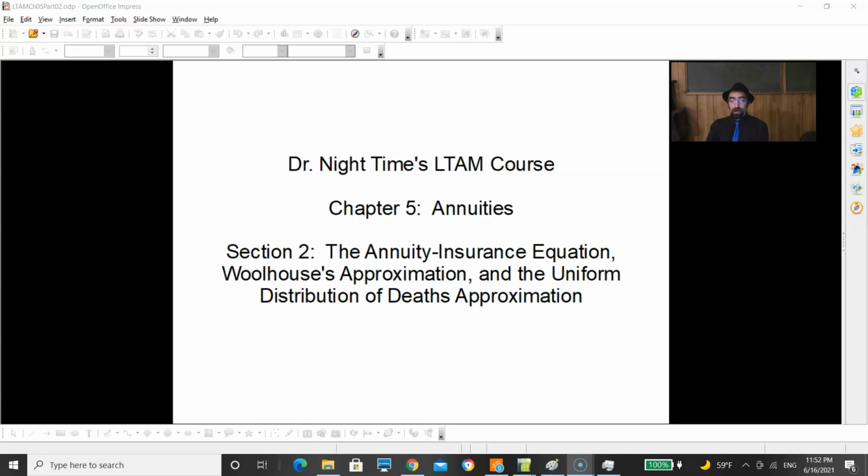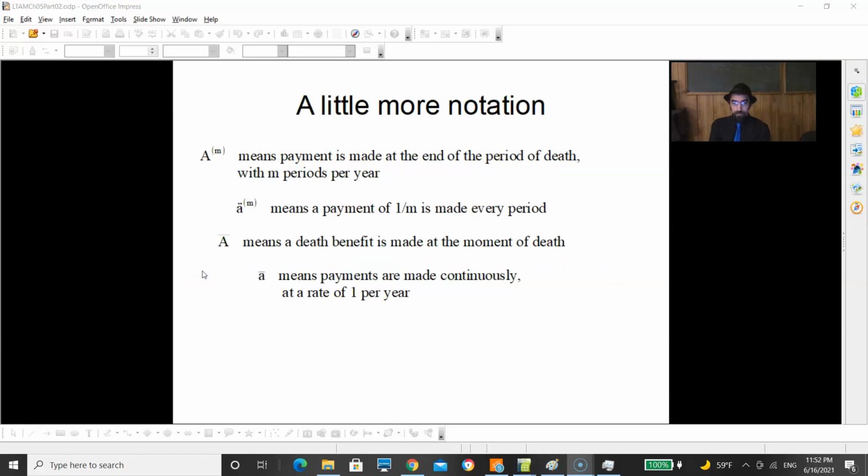So, there are a few big formulas here. I talk about the Annuity-Insurance Equation, Woolhouse's approximation, and the Uniform Distribution of Deaths approximation. First up, I'll begin with some more notation.